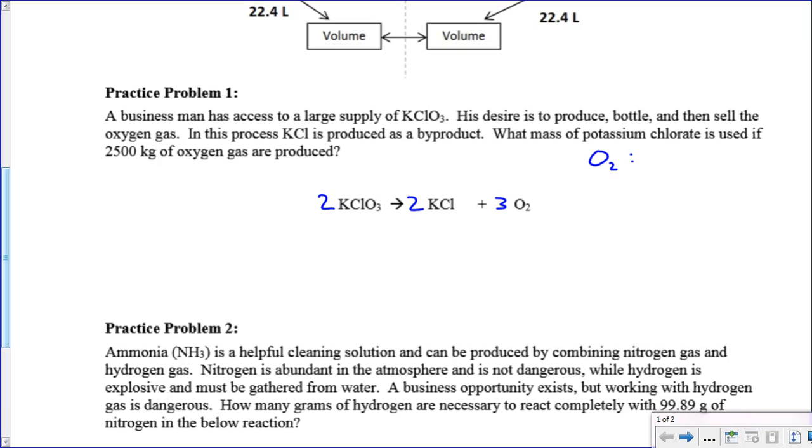From the periodic table, that molar mass is 32.00 grams. The other one we care about is KClO3. The molar mass there is 122.55 grams.